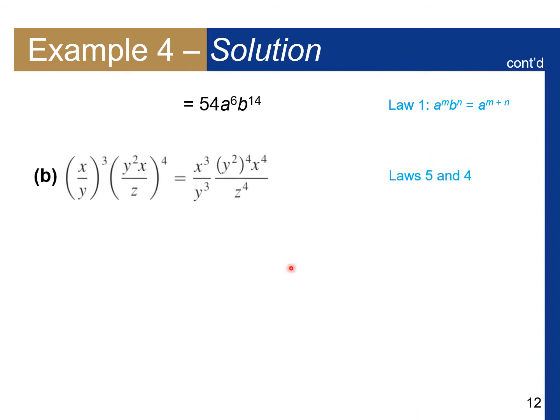The second example, we again want to go outside and work our way in. So we're going to take this cube into both of these. So we have x cubed, y cubed. And then when we take our 4 in, remember it's a power raised to a power. So here you're multiplying. So y to the 8th, x to the 4th, z to the 4th.